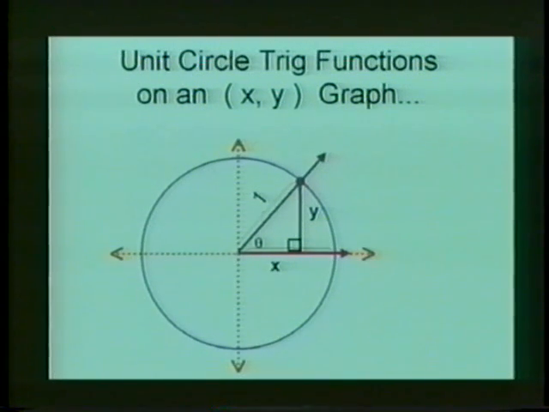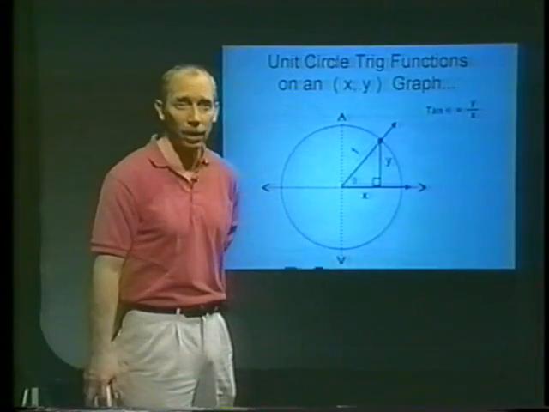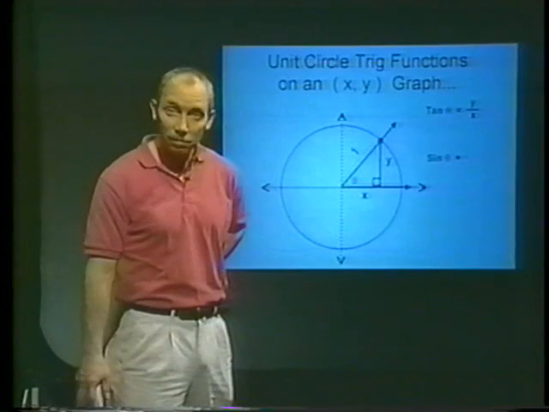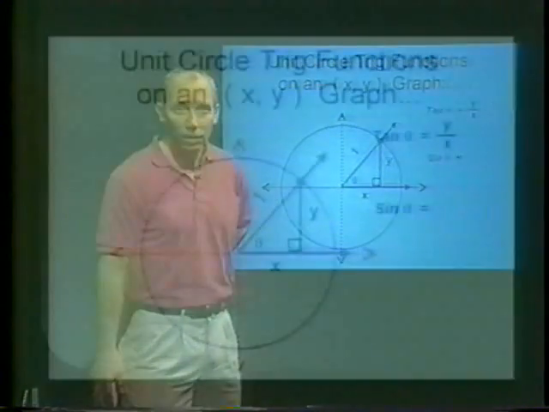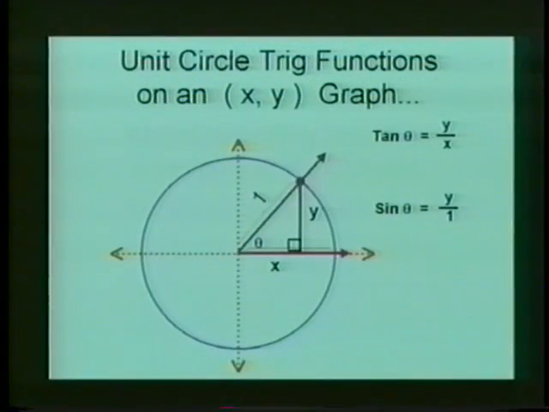Now let's talk about the functions. Remember you were supposed to memorize these. The tangent would be the opposite over the adjacent leg, which would be y over x. So in terms of graphing, the tangent could be thought of as y over x. The sine could be thought of as opposite over hypotenuse, y over 1. The cosine could be thought of as x over 1, adjacent over 1. So we can do this in graphing.